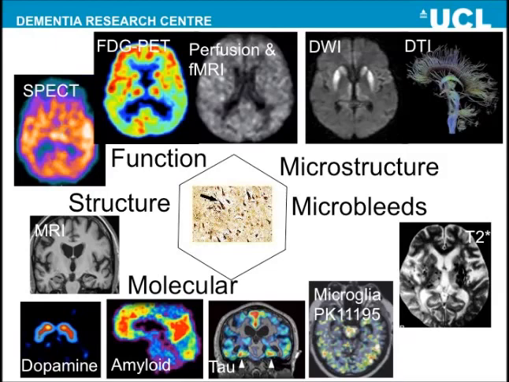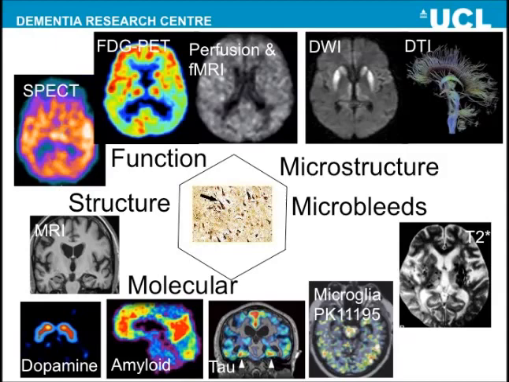We can look at effects on the function with SPECT, FDG PET, and particular types of MRI that look at perfusion or function. So some of these functional MRIs where individuals lie in the scanner and we measure brain activity either at rest or when someone's doing a particular task like a memory test in the scanner.